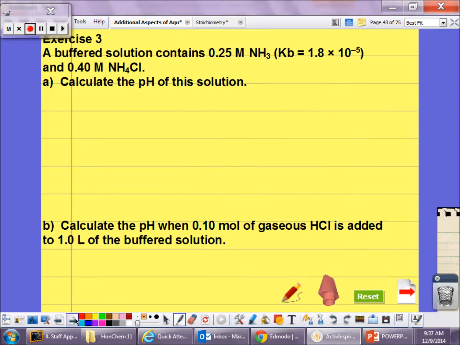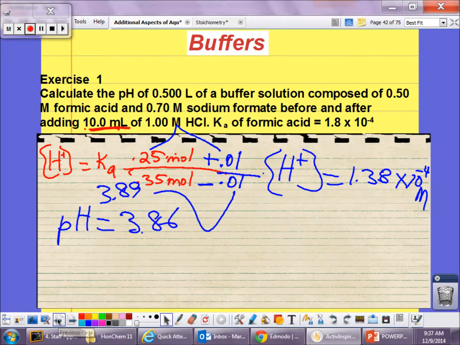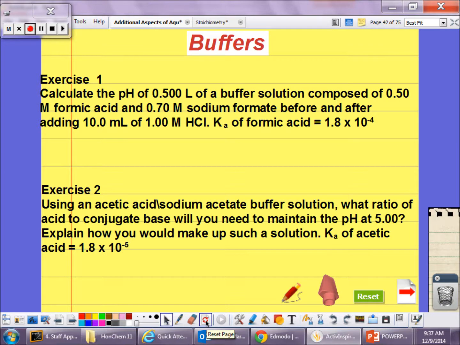Let's do more. Okay, did we miss one? Yes, we did. I think we will go a little bit longer this time because we need to do more. If it's the exact same thing, I won't do it. Using an acetic acid, sodium acetate buffer. Yes, they are partners. They are conjugates: acetic acid, acetate, conjugate buffer.